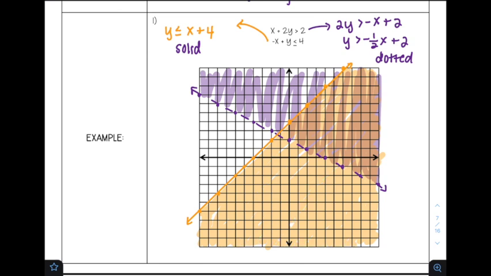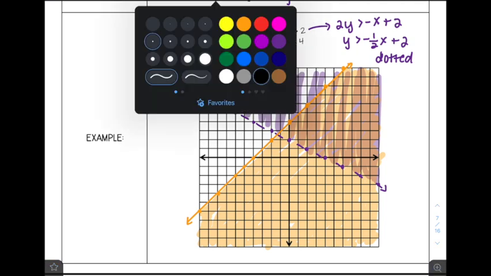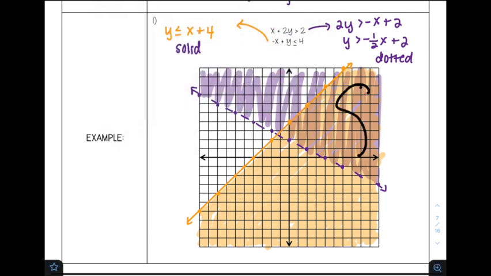So we have both inequalities shaded. We have our purple area and our orange area. The area that is overlapping, this is going to be my solution set. And this is where I have said we are going to mark as the solution set with a big S. It's a solution set.